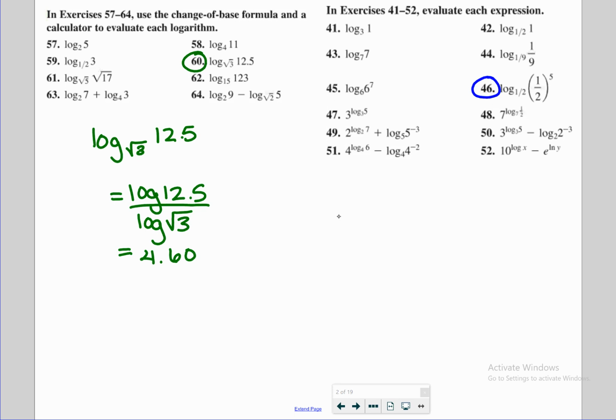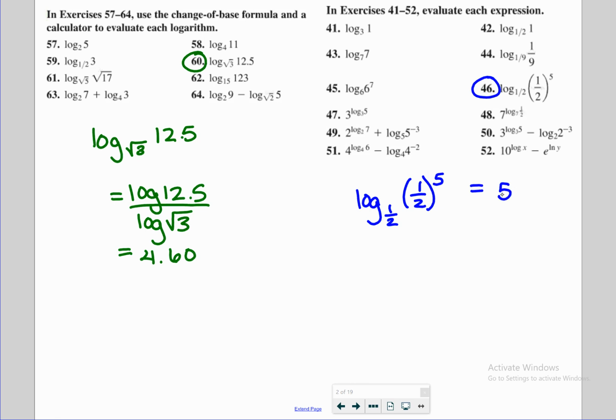Okay, so I've got log base 1/2 of 1/2 to the 5th power. So this is actually one of our log properties we can use here. Actually, you could do it a few different ways. But if you have a log base and an exponent of the same base, what happens? They cancel. So the answer here is just what?